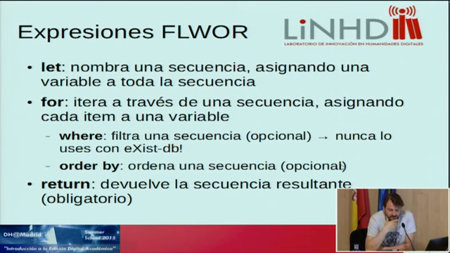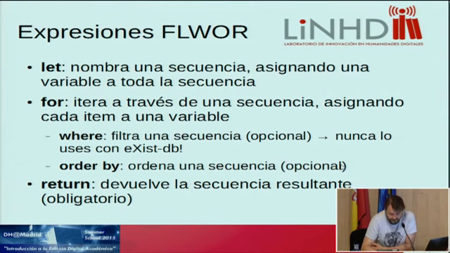For is a loop. It iterates through a sequence. And with for, you have the two expressions, where and order by. Where you can ask for conditions. Never use it with eXistDB. It can be omitted. There's a much more performant way to do it with XPath, and with XPath predicates you will see tomorrow. And the second one is order by, where you can order a sequence alphabetically or alphanumerically.